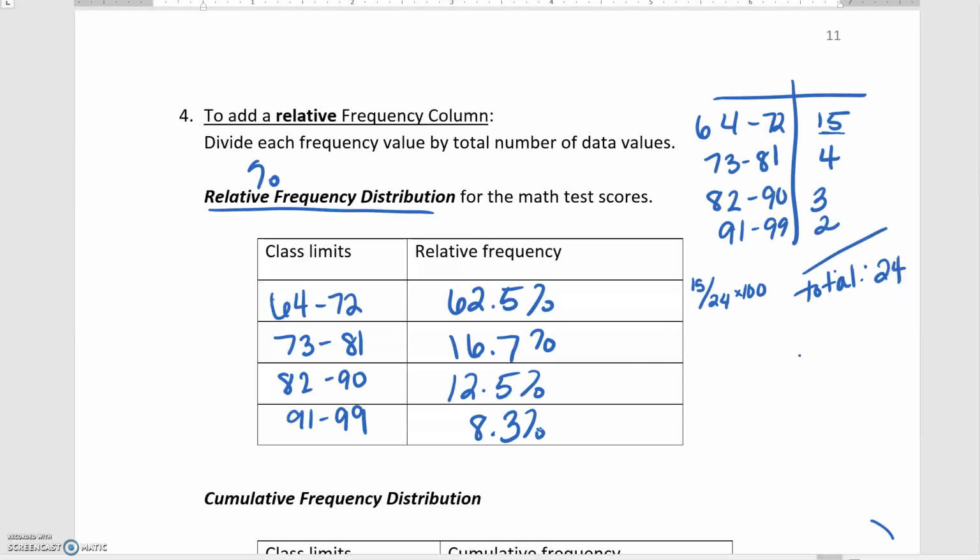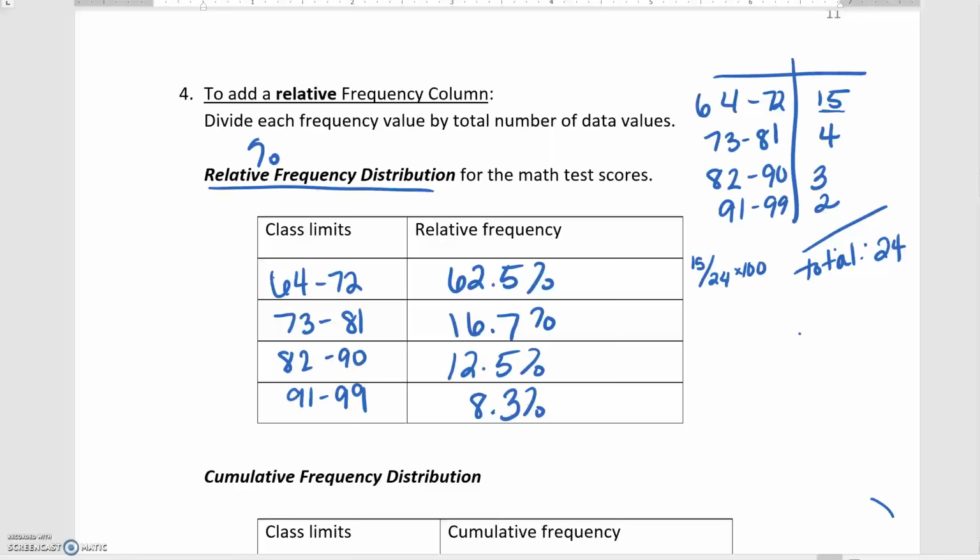Now, to check yourself here, you'd want to add up the relative frequencies and make sure you get up to 100% or something very, very close, like 99.9. It could be a tiny bit off because of rounding.